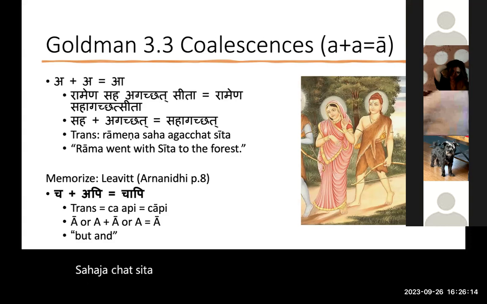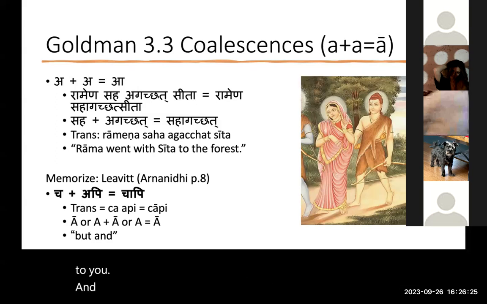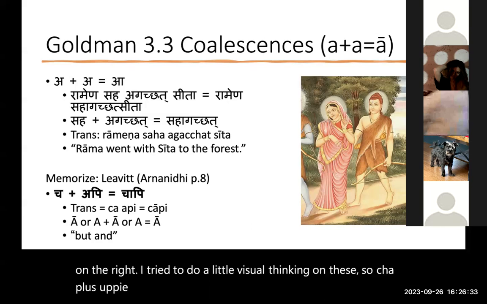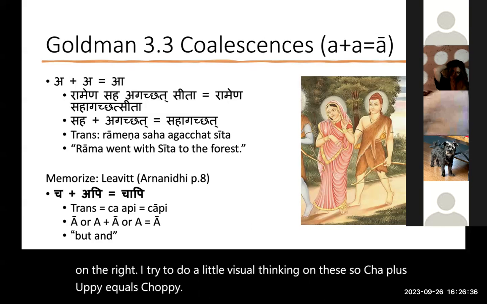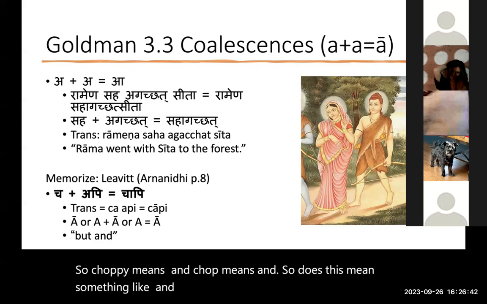This is how you'll really get the sandhi. The sandhi is short-a, short-a, long-a. Now, Guy Levitt is much nicer to you. And you may notice that I have Rama going to the forest with Sita on the right. I try to do a little visual thinking. So cha plus api equals chapi. So chapi means but and cha means and. So this means something like but and. So that doesn't have any semantic value.